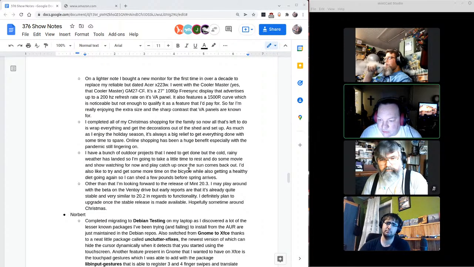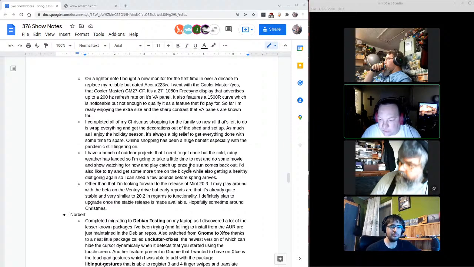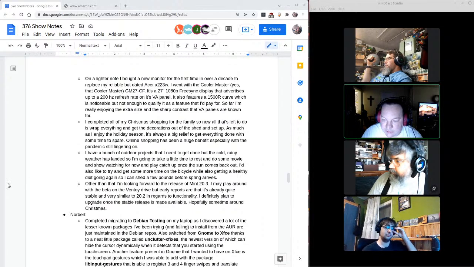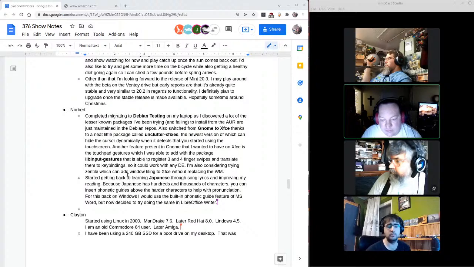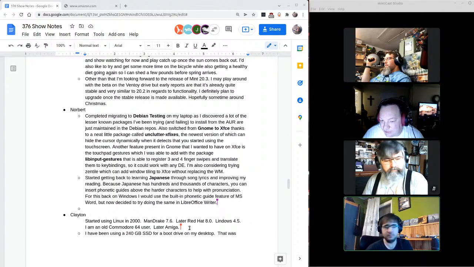Other than that, I'm looking forward to the release of Mint 20.3. I may play around with the beta once I get my hands on it on the Ventoy drive, but the early reports that I've seen are that it's already quite stable and very similar to 20.2 in regards to functionality, as we should expect, I guess. I definitely plan to upgrade once the stable release is made available, and hopefully that'll be sometime around Christmas. Every once in a while, Clem will throw us a bone and get it out the door a little early. So that's basically what's been going on my side. Norbert, how about you?